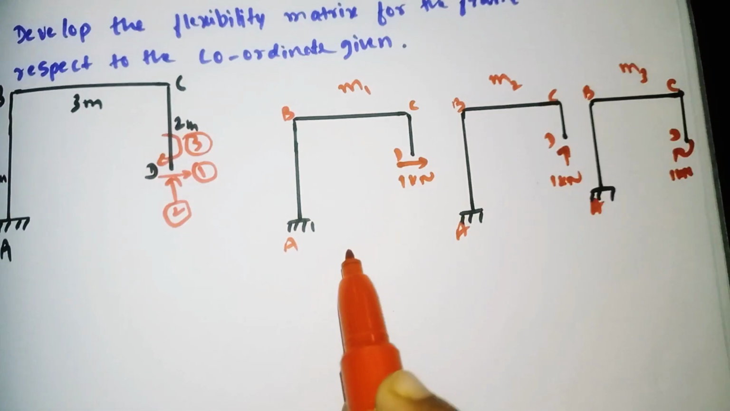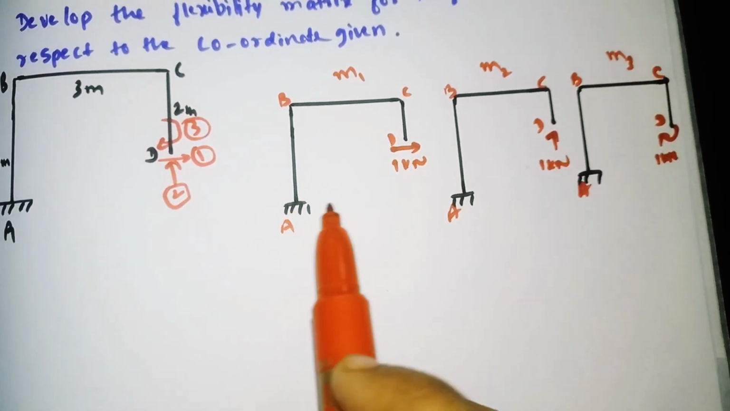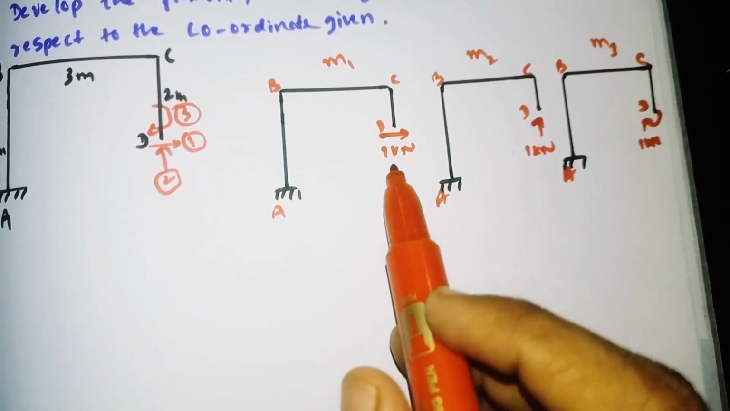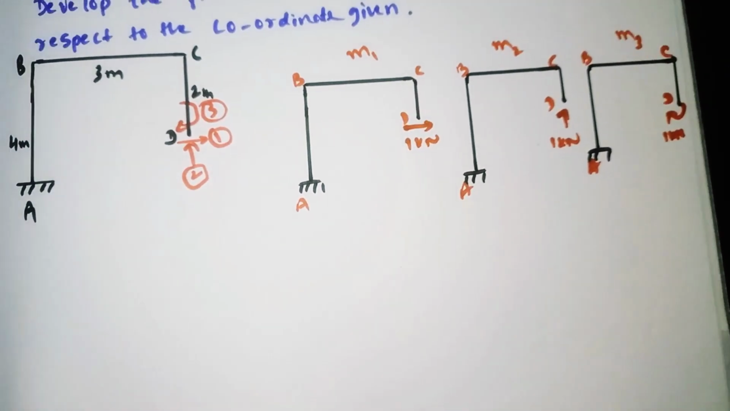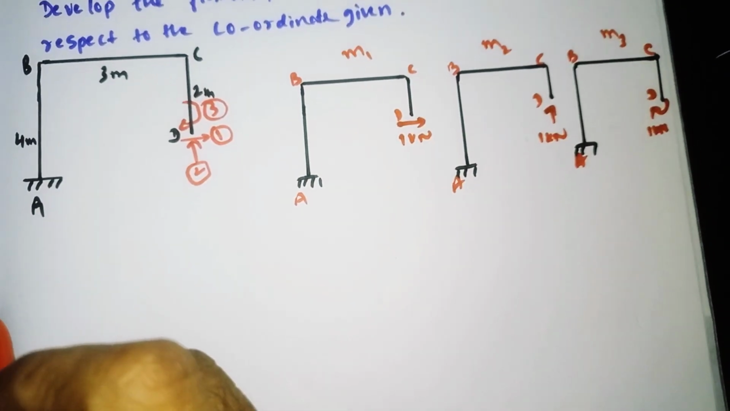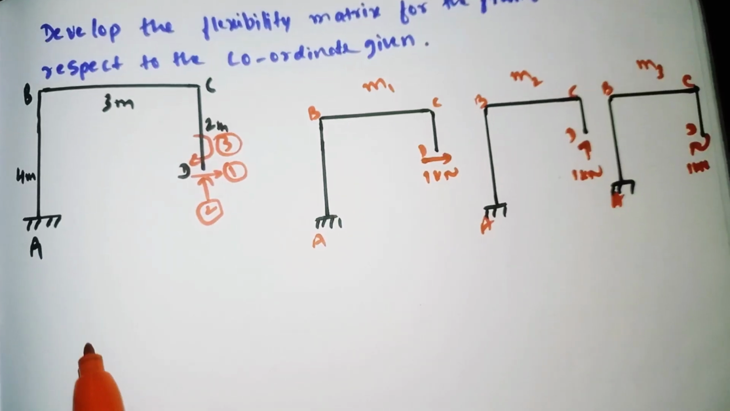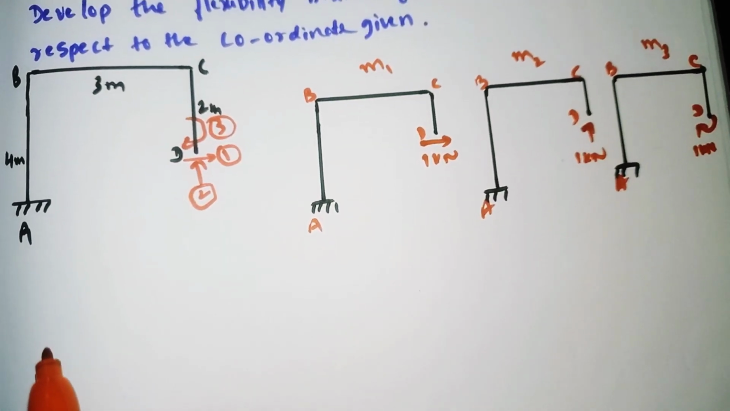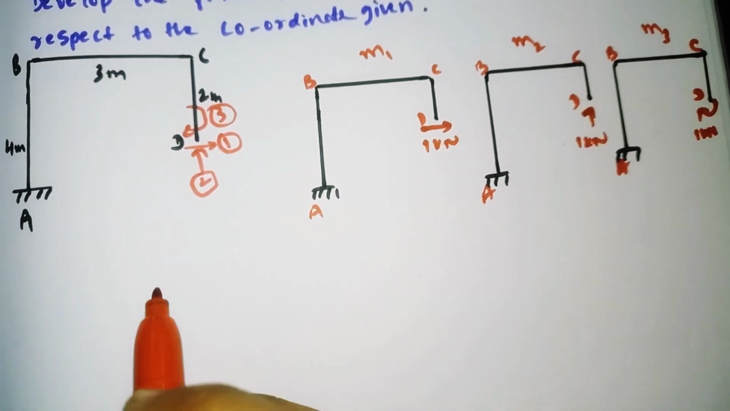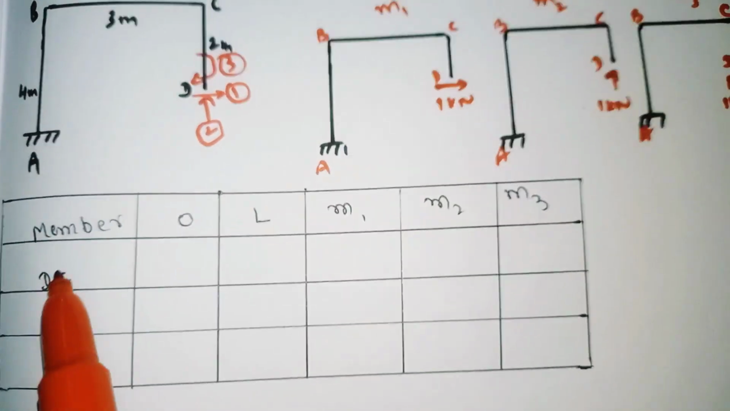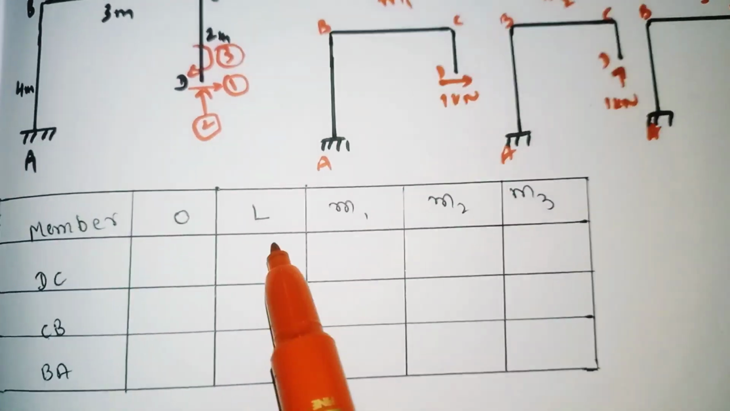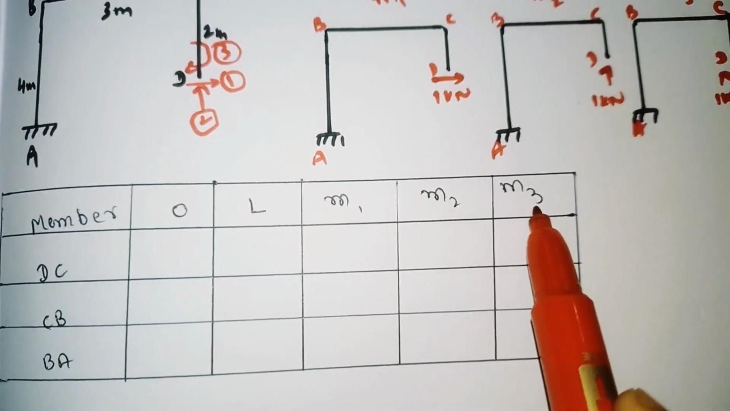Here the first thing is done. We have to redraw the diagram, and at a time we need to put one coordinate. And now what we have to do is draw the unit load table. So now I will draw it. So this is our unit load table. Here member, origin, limit, M1, M2 and M3.